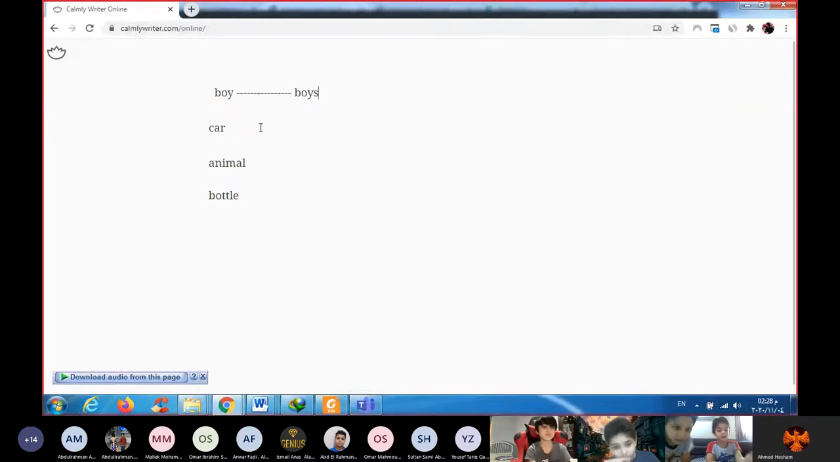Now we have the word car. We want to make it a plural noun. Okay, so what shall I do? We will use only S, the same thing as with boys, but not the same spelling. Okay, so car, what shall it be? It will end with S only, no E-S, no. It will only end with S. You write cars only like this. So it will be like this.